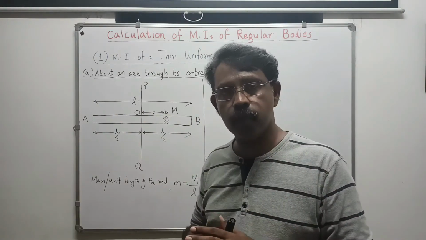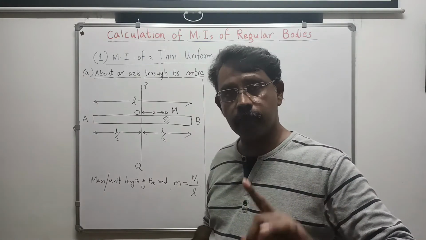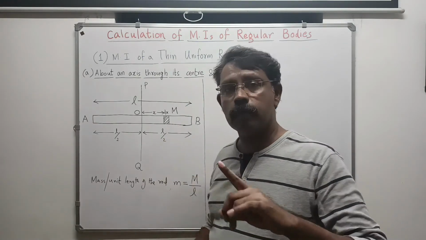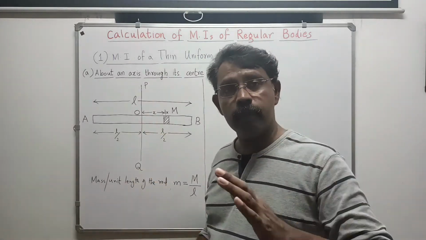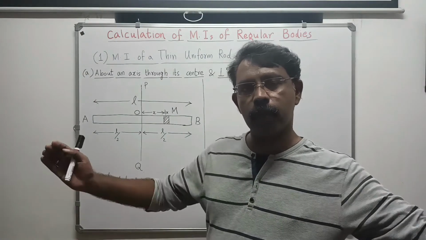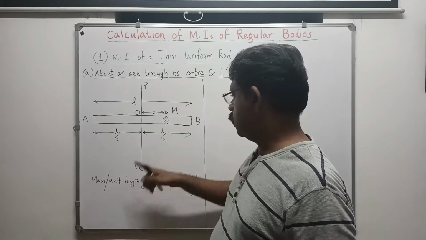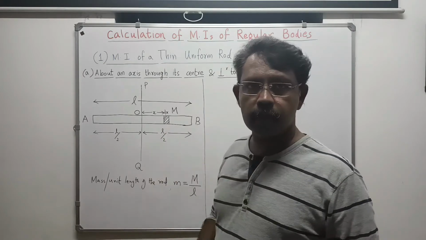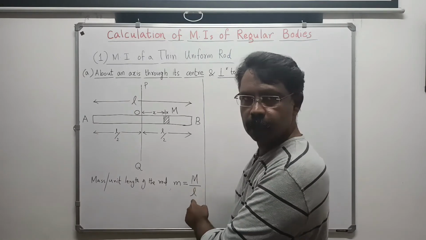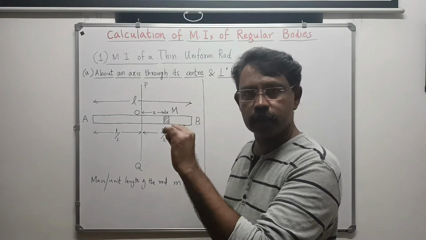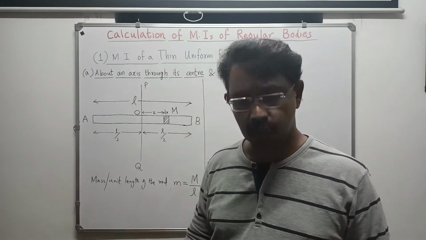So first we will determine the mass of the element. Then after finding the mass of this element, we will calculate the moment of inertia of this element about the axis PQ. Then we will integrate from a particular limit to another limit. So that is our procedure. The second step is the mass of this element. We have calculated mass per unit length of the rod, which we have written as m by L. The length of the element is dx. So what will be the total mass of that element?